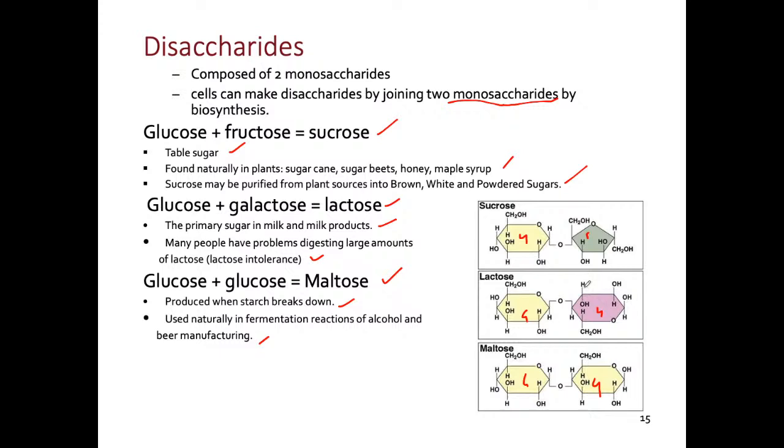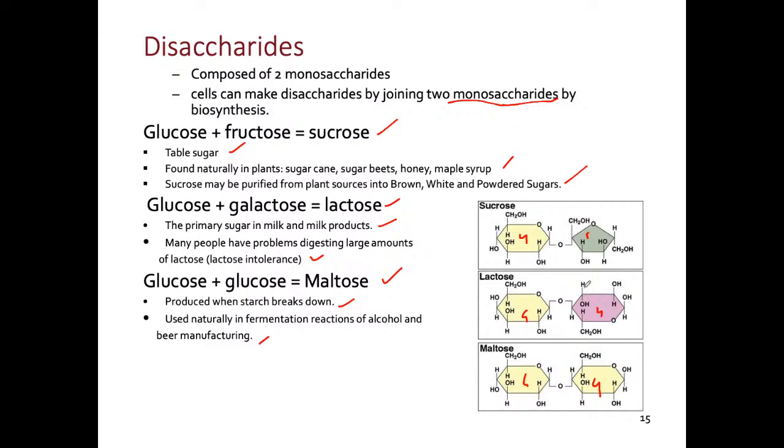The cells can make disaccharides by joining two monosaccharides by biosynthesis. So glucose plus fructose gives rise to sucrose. Glucose plus galactose gives rise to lactose. Then glucose plus glucose gives rise to maltose. Sucrose is our table sugar, glucose plus fructose, which is found naturally in plants, sugarcane, sugar beets, honey, maple syrup. And sucrose may be purified from the plant source into brown, white and powdered sugar.